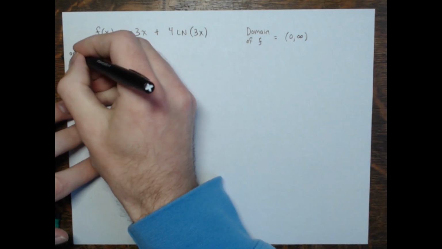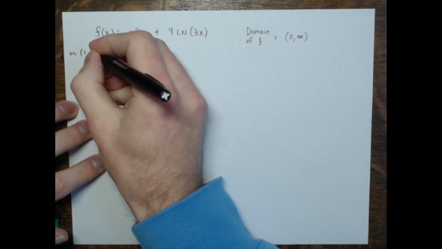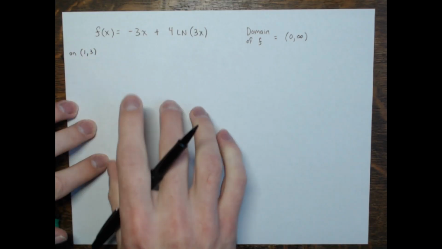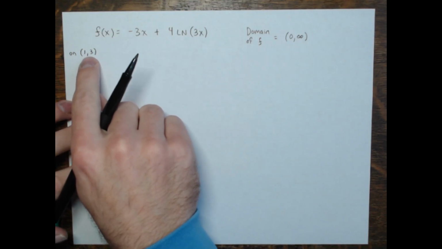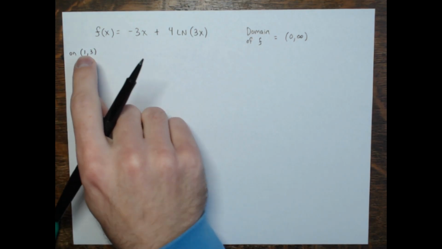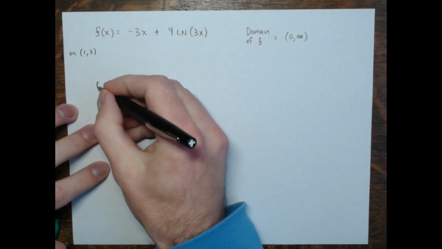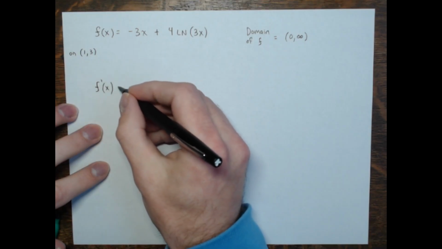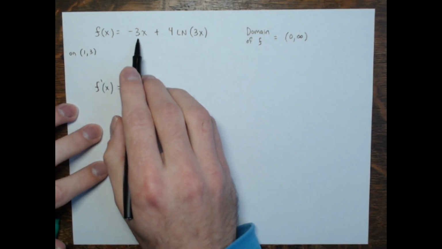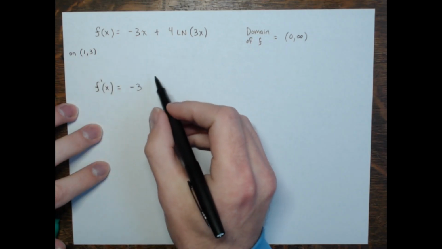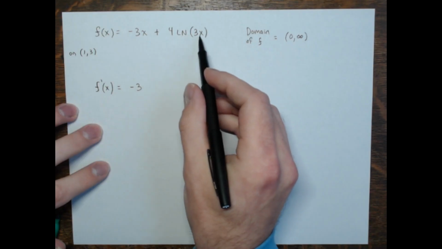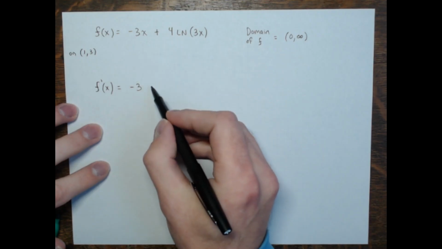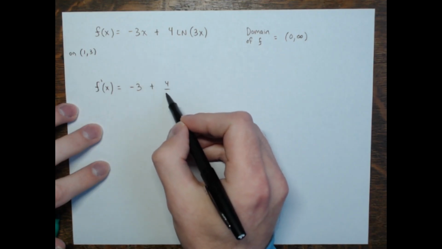Now we're specifically told to find the local extremes over this interval here. So later on, when I make my number line, we're going to go back to focusing on the interval from 1 to 3. All right, so first derivative. Just -3. And then remember, the natural log of 3x would be 1 over 3x, but then times 3 again, which would just be 1 over x. So plus 4 over x.